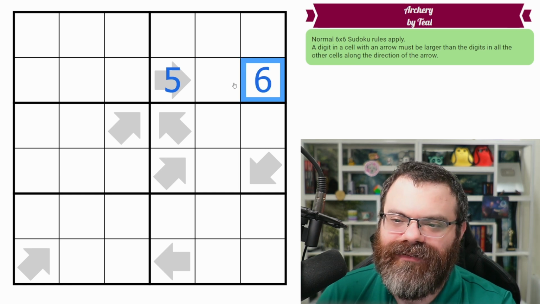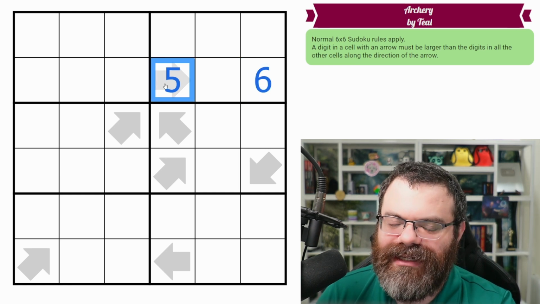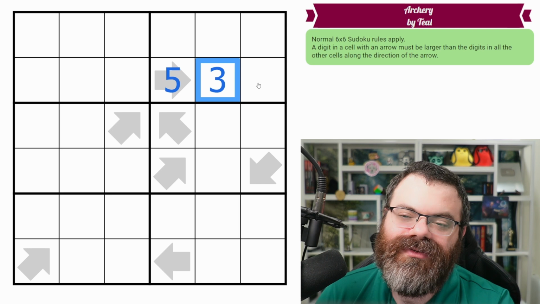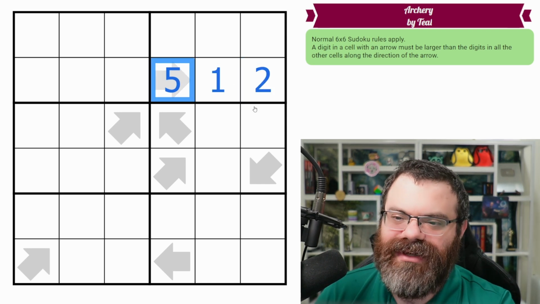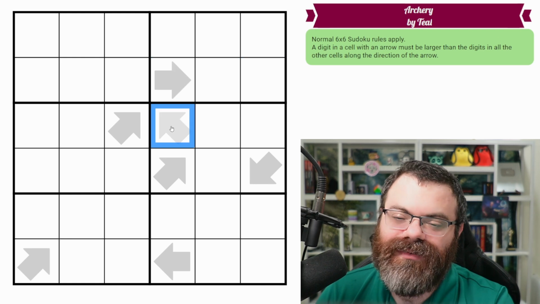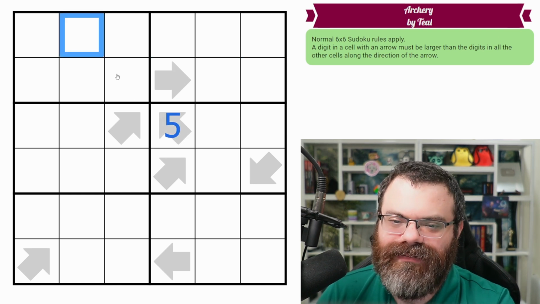So I could not put a 6 over here, because it would be pointing at the 6 and it's not bigger than 6. So we could do 3, 4 if we wanted. We could also do 1, 2. We're not forced to be just bigger, we just have to be bigger. So diagonals work how you'd expect. If this was a 5, I could put 3, 4 here.